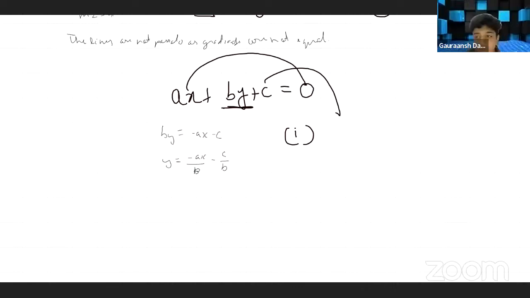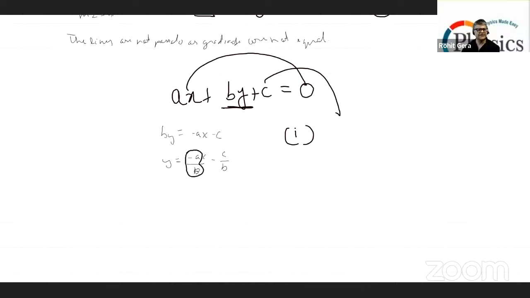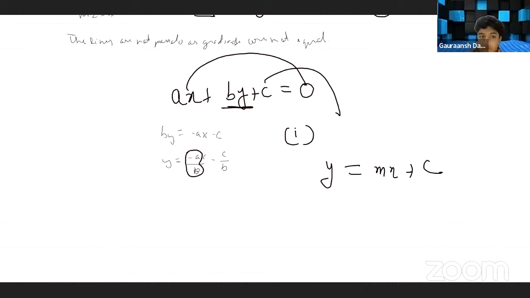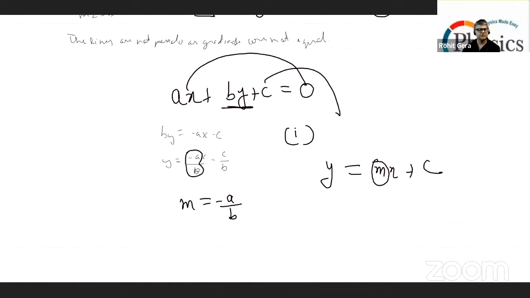What is written with x, the coefficient? Minus a by b is written, right? And the rule is y is equal to mx plus c. So if I compare, what is m equal to? m is equal to minus a by b. Any doubts? No. The intercept is this.